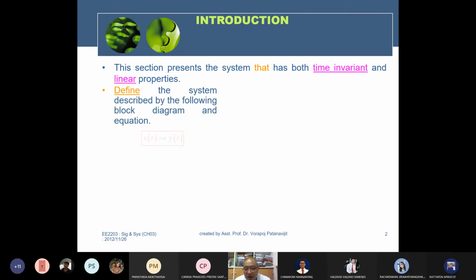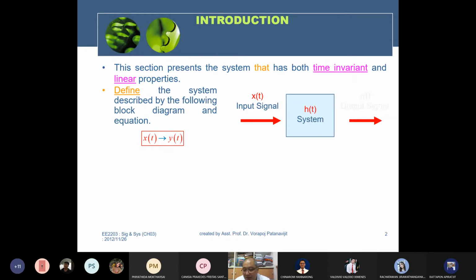You know that in a system we have 6 main properties: memory or memoryless, causal, stable, and invertible, in addition to linear and time invariant. If the system is already fixed as linear and time invariant, it is defined here. Define the system described in the following block diagram. If the input signal is x(t), the output is y(t), and the system itself has the impulse response h(t).